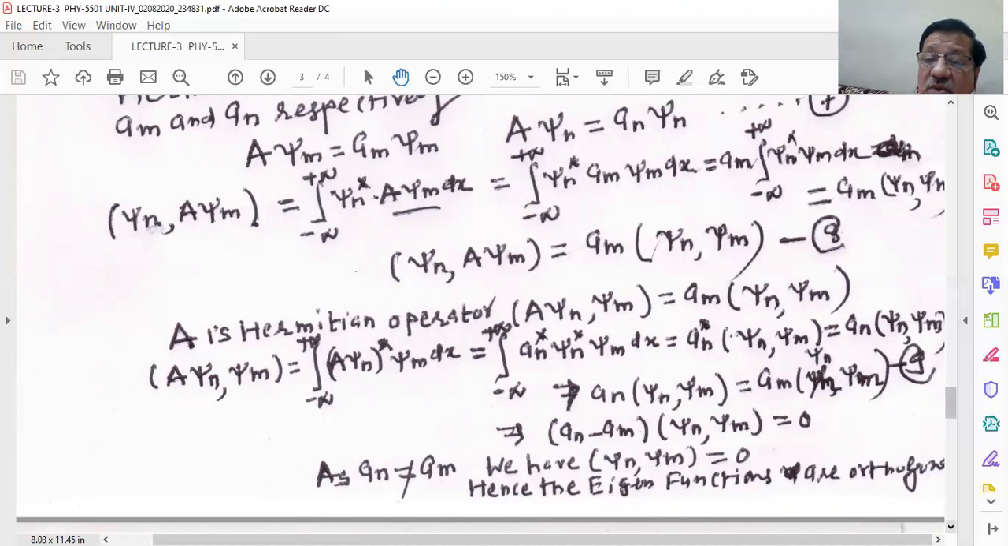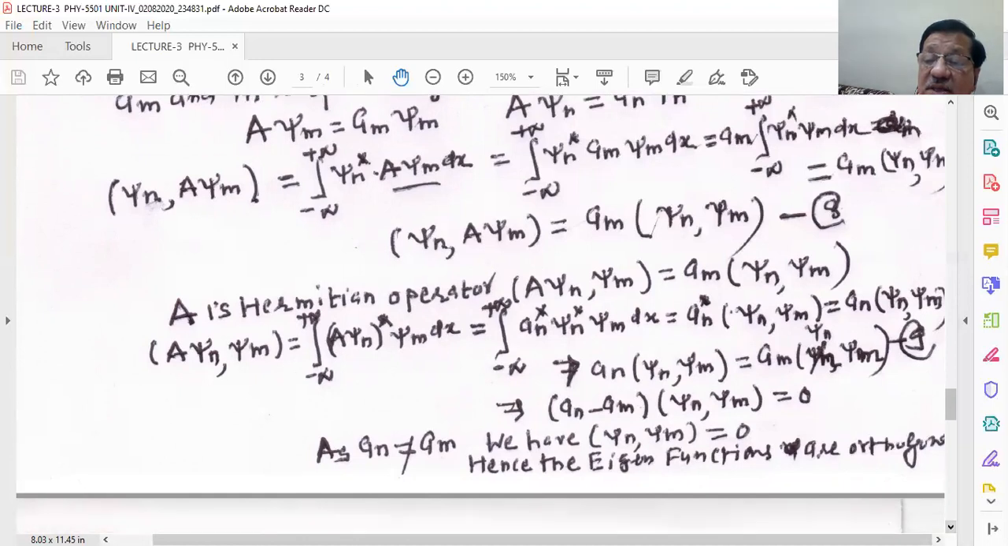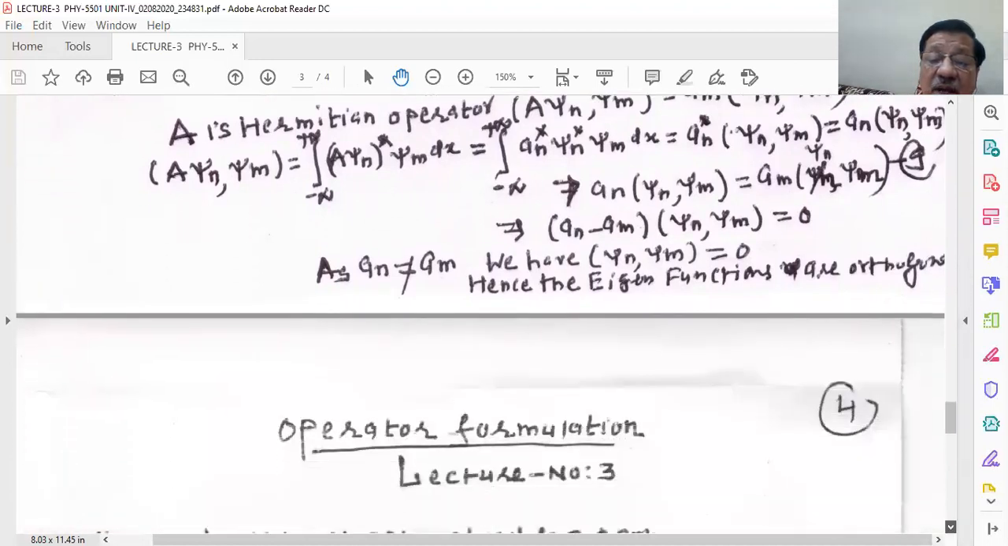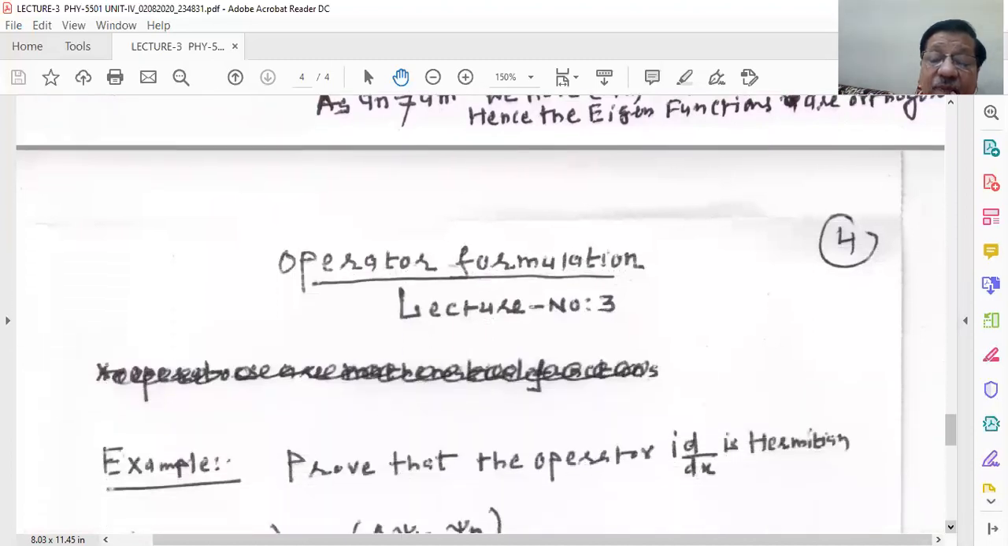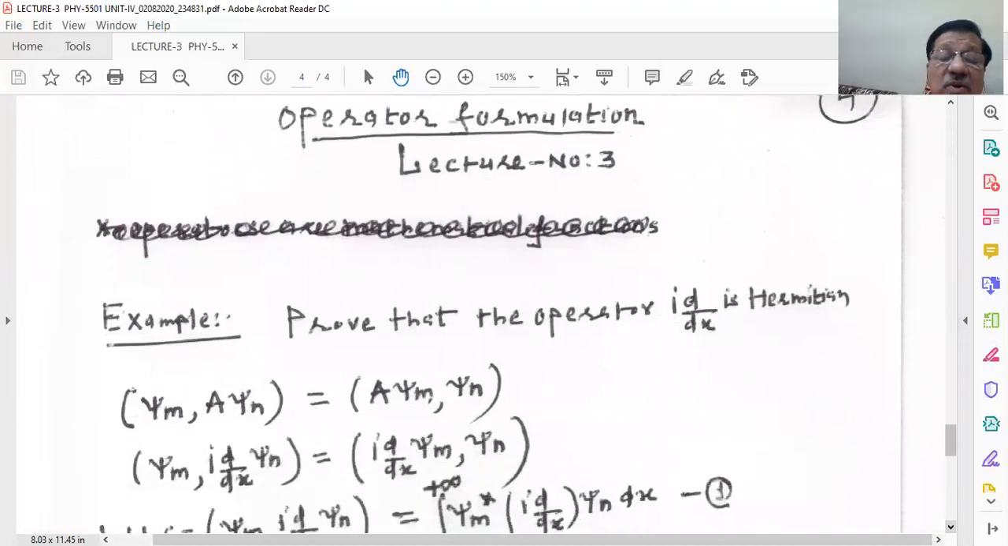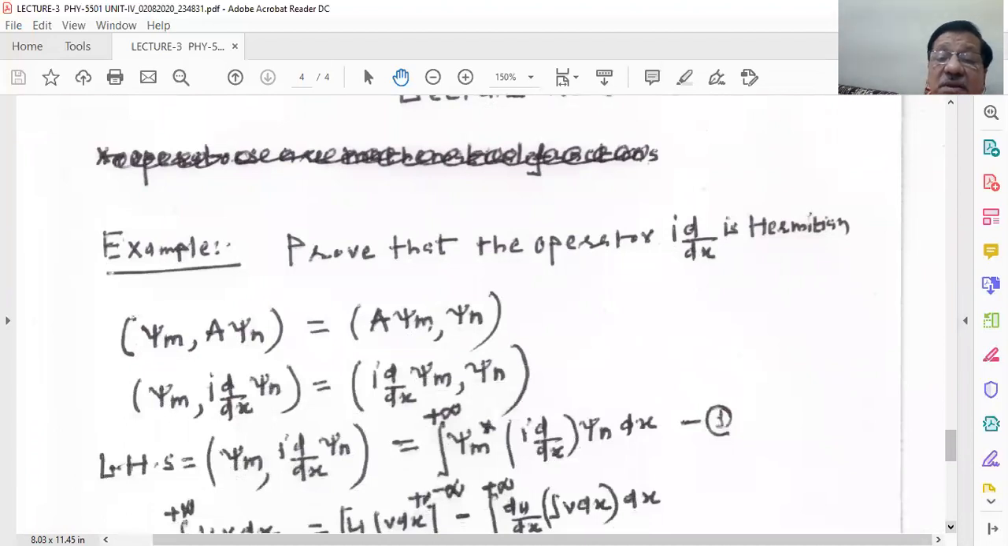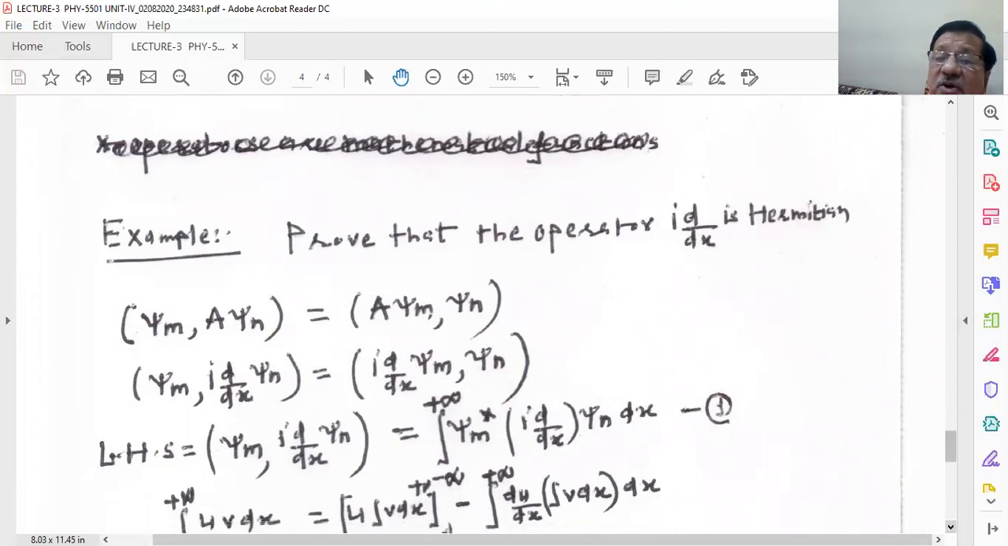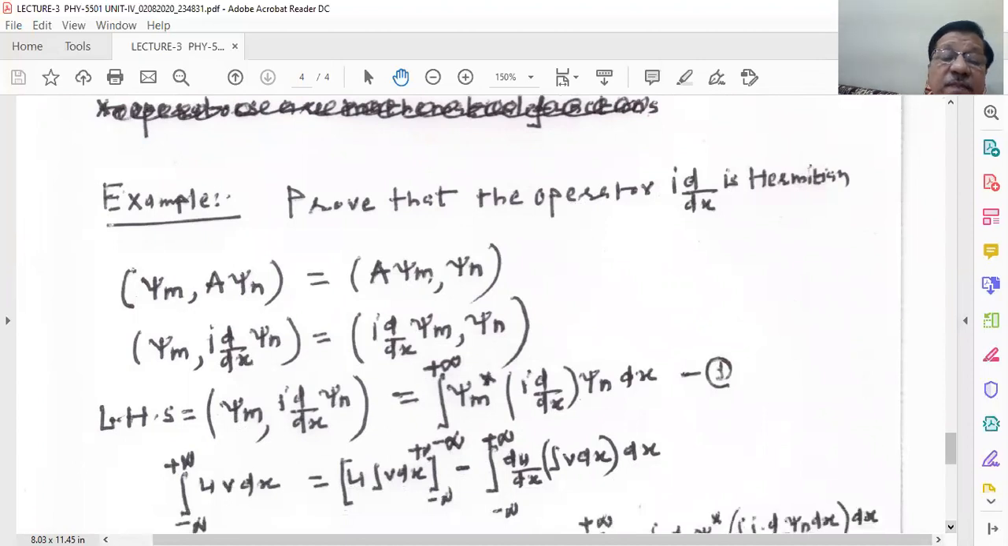And now once you know this property of the Hermitian operator, let us take one problem, and this problem will help you to understand the concept of a Hermitian operator. So look at this example, and we want to prove that the operator i d by dx is Hermitian. This is a problem given in your textbook. So first I take this problem.